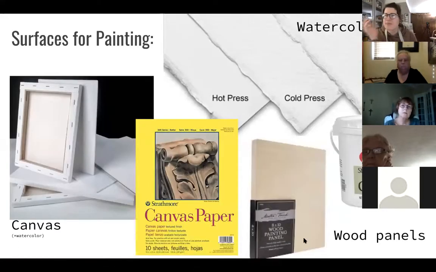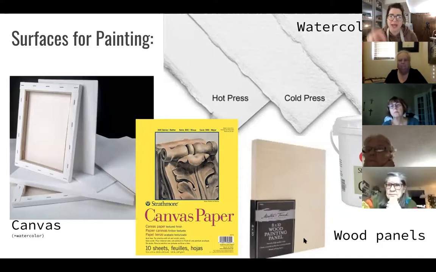So again, I sort of mentioned this already, different surfaces for painting, and it says watercolor down there at the bottom. That's because I had the same slide in that other slideshow, like I was saying. But canvas is great, canvas paper, wood panel, watercolor paper, again, as long as you're priming with gesso.